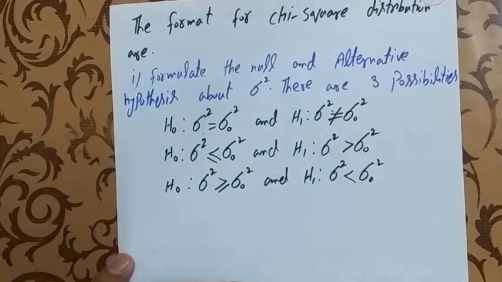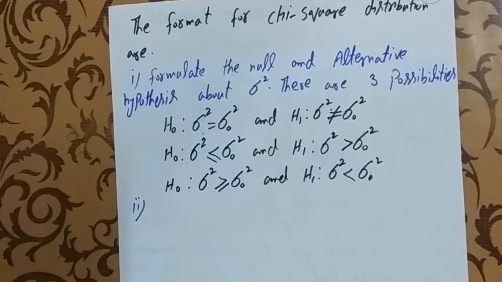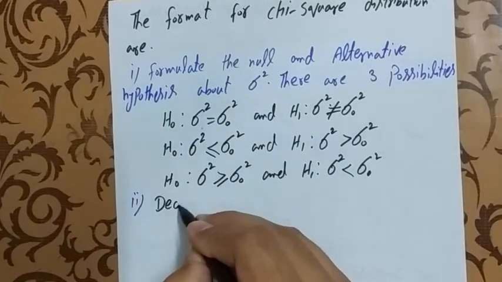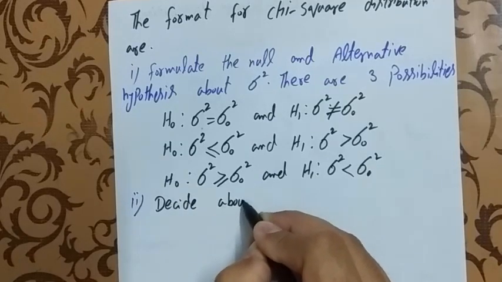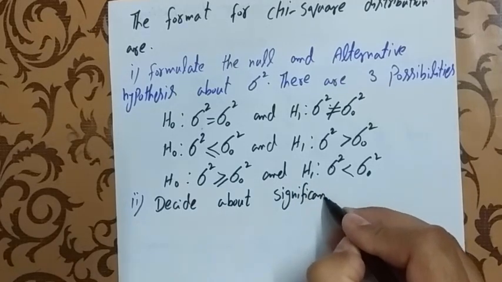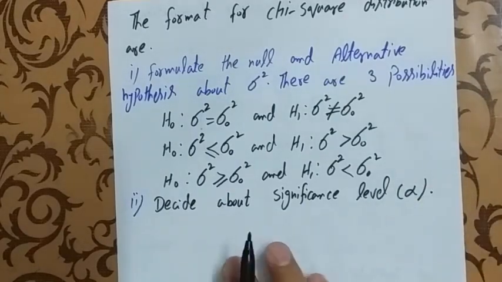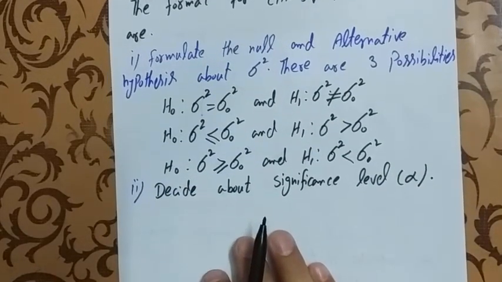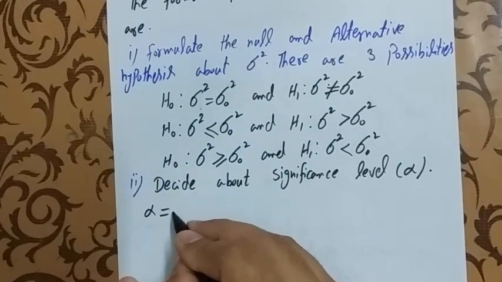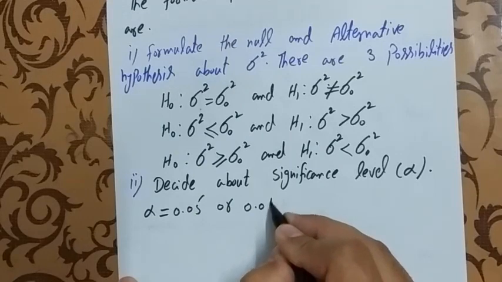In the second step, class, we decide about the significance level, which is denoted as alpha. Class, normally we use the significance level in a chi-square test, maybe alpha equal to 0.05 or 0.01.